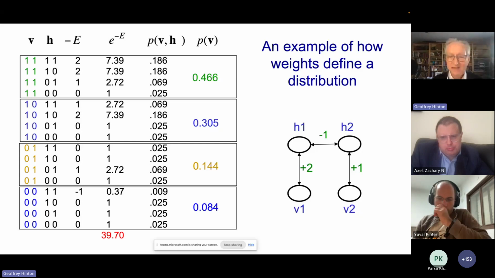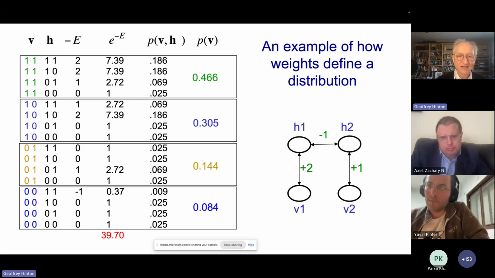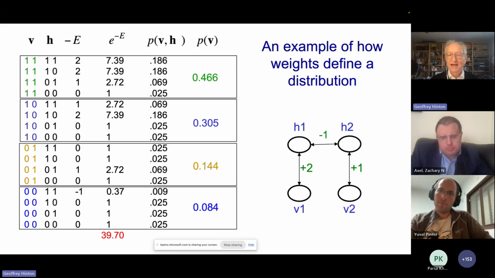But I've given you a detailed example of how you turn the weights in the network into energies of joint configurations. You turn those into e to the minus the energies. You turn those into probabilities by normalizing. You integrate over all the states of the hidden units, and now you can get the probabilities of visible units. So that's how a Boltzmann machine, that's how these 3 numbers, the +2, the -1, and the +1, model a probability distribution over visible vectors.